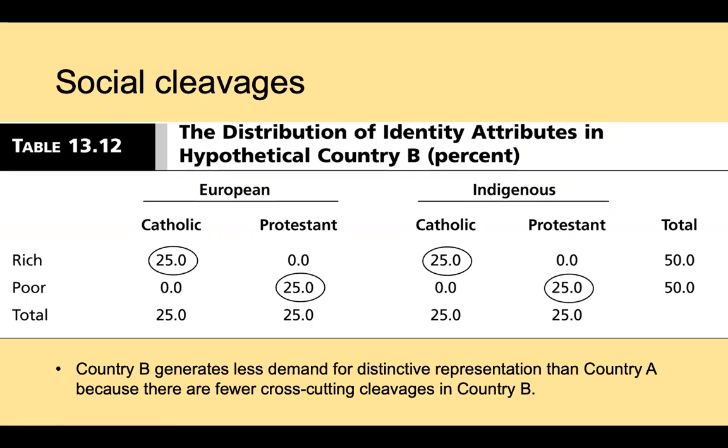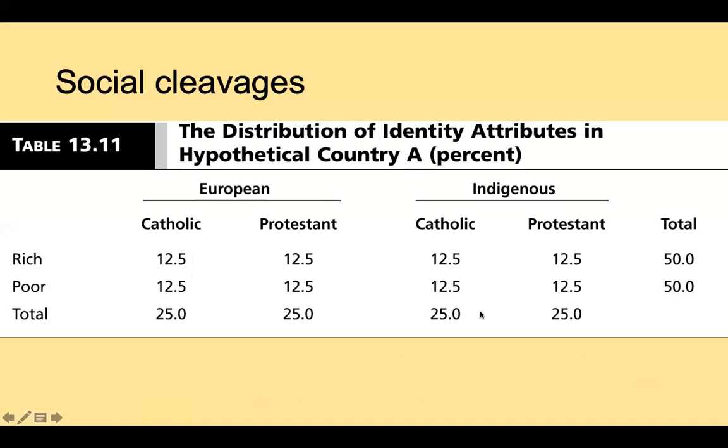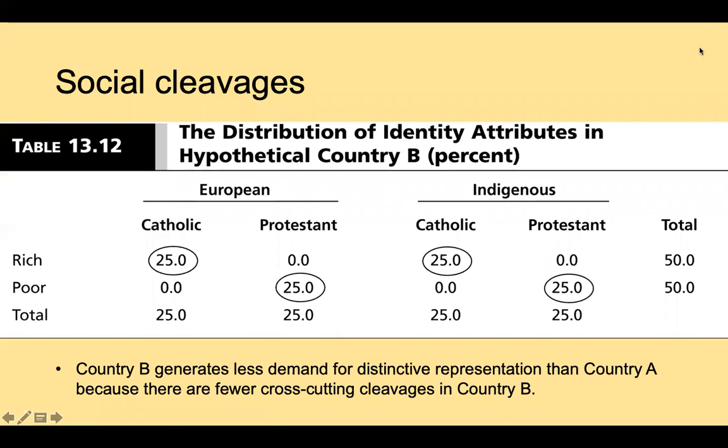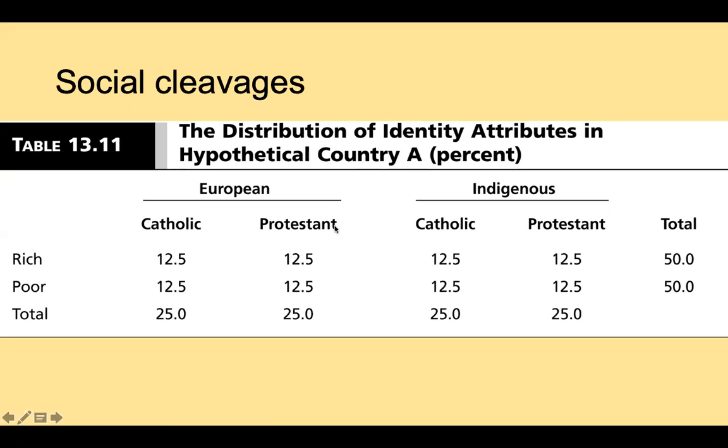Now, if you look at a different distribution of attribute values, one where Europeans are concentrated in the categories of rich Catholics and rich Protestants, and where indigenous are concentrated in the categories of poor Catholics and poor Protestants, you have less demand for distinctive representation. Whereas here you have a demand for 8 parties total, here you have a demand for 4 parties total, because you have fewer categories that are well represented or that are large relative to the other categories. So what we can say then is country B generates less demand for distinctive representation. And in this case, we expect 4 parties total, whereas in this case, we should expect 8 parties total.